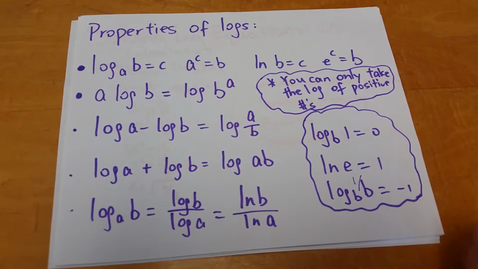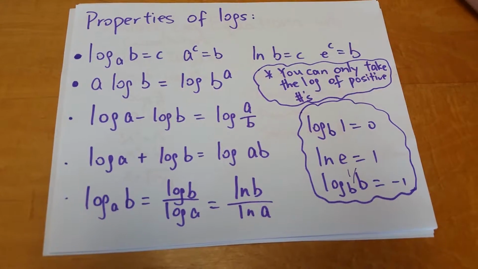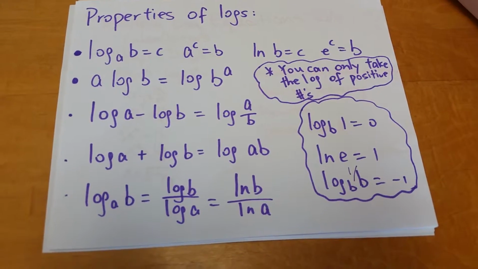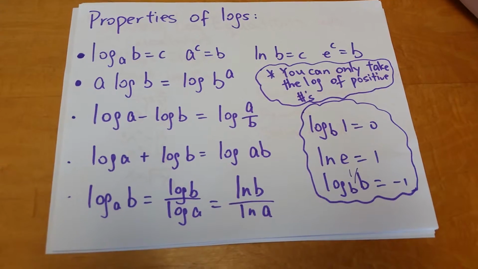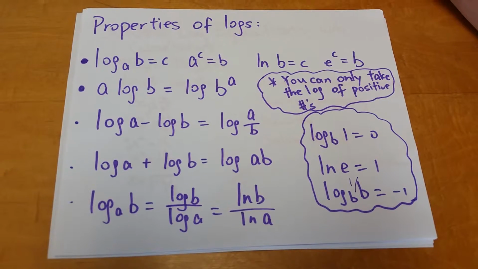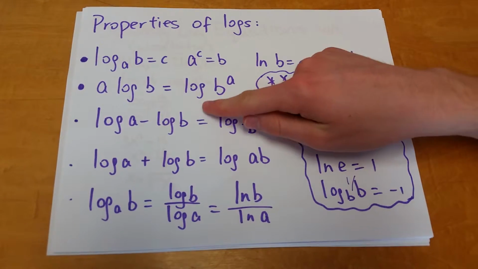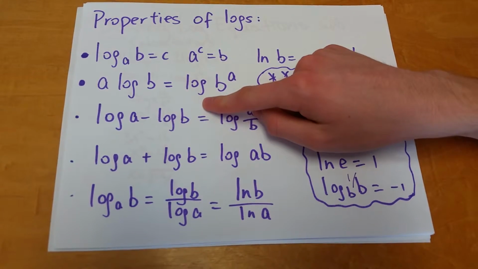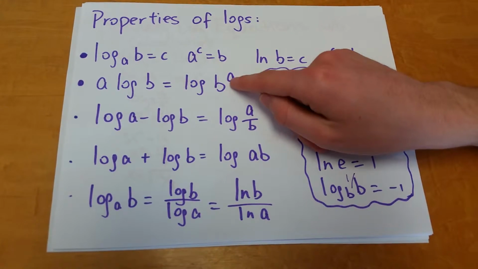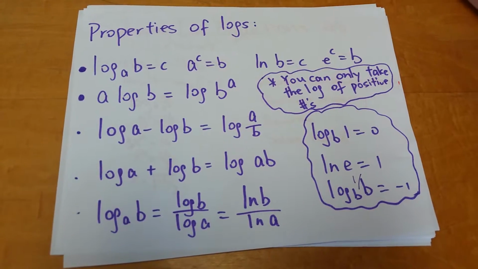Now, there are many properties of logarithms. For example, the equation log base a of b equals c can be rewritten as a to the power of c equals b, as we already learned. Then we have the exponent property. When we have log base 10 of b to the power of a, we can bring that exponent down and rewrite it as a times log of b.